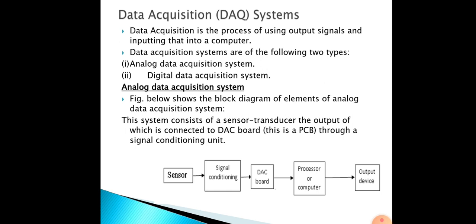Next, for the data acquisition system, there are two types. The first one is the analog data acquisition system. The second one is the digital data acquisition system. First, you can see the figure over there, which is nothing but your analog data acquisition system. This system consists of a sensor, then a transducer, the sensor-transducer being the first part. Then the output of which is connected to a DAC board through a signal conditioning unit. So first the sensor output is given to signal conditioning. After conditioning the signal, it is given to the DAC.